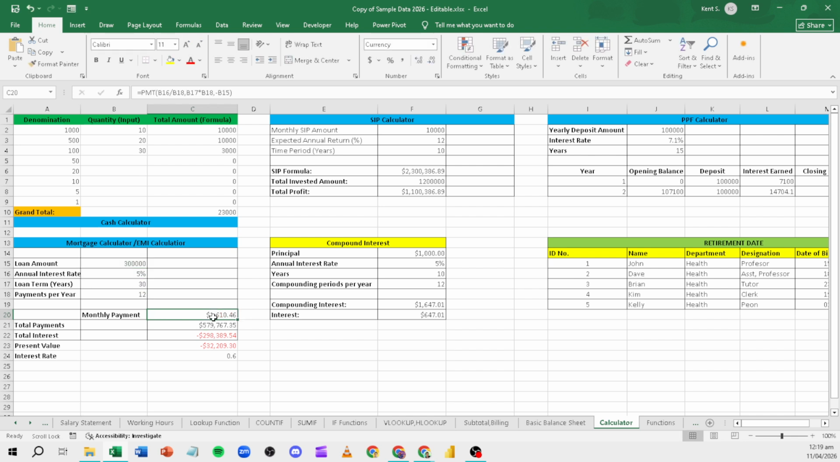That's it. Update any input to instantly see how your monthly payment and total cost change, and use this sheet to compare scenarios with clarity and confidence.